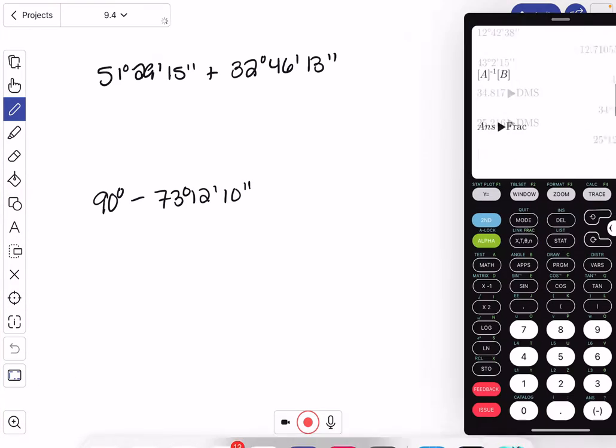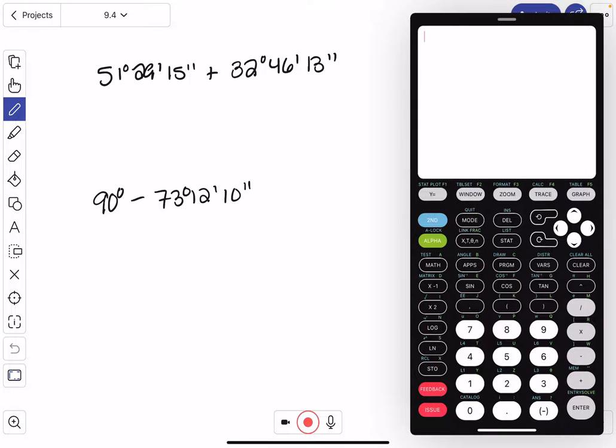Okay, if we wanted to add these up so we can do operations with degrees, we're just going to type them in the calculator. So 51 degrees, 29 minutes, 15 alpha for seconds, plus, then we do the other one, 32 degrees, 46 minutes, 13 seconds. And then it'll give us the decimal degrees.